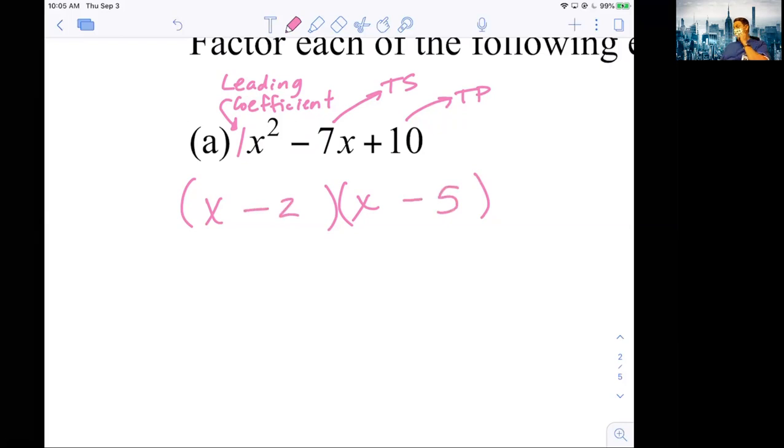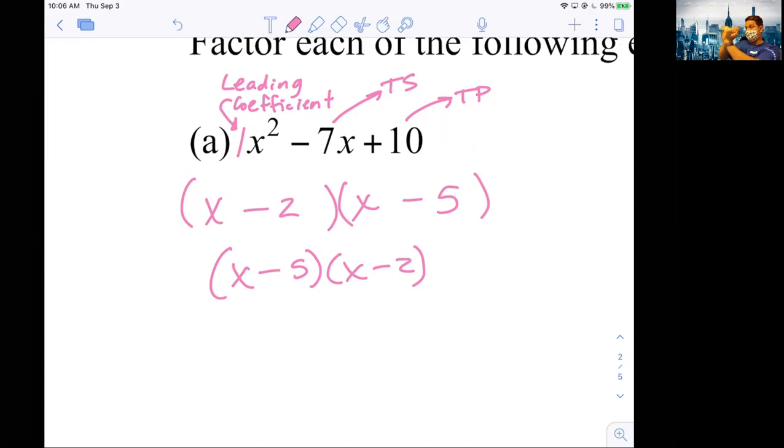And now what you could do is quickly mentally check the FOIL: first, outer, inner, last, right? You get x squared in the front, that's good. Your last, if you want to check that next, that's -2 times -5, it's +10. And then you just check the sum of the inside and outside. So it's a -2x on the inside, a -5x on the outside, that gives you -7x. So that's it. And of course, it could also be x minus 5 times x minus 2. Either way, because multiplication is commutative.